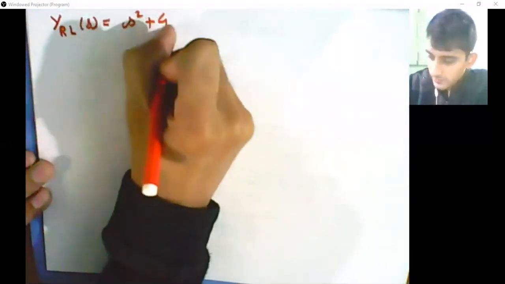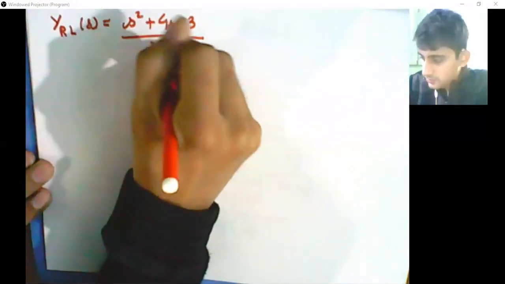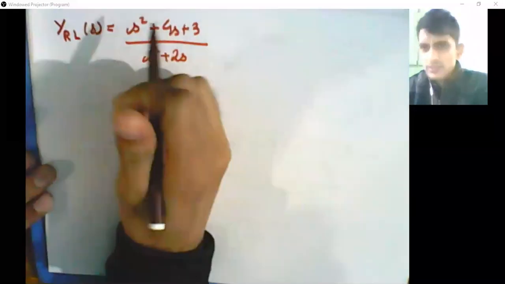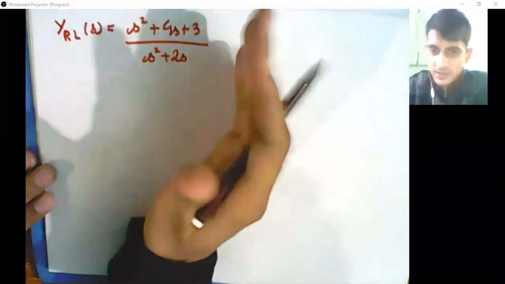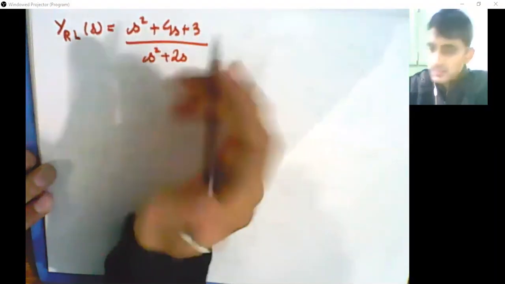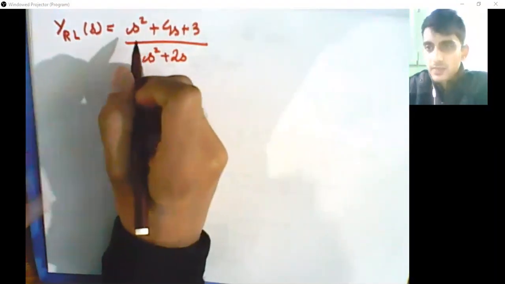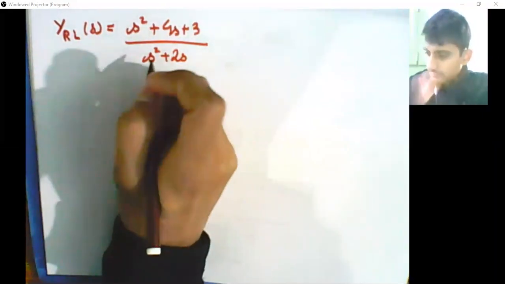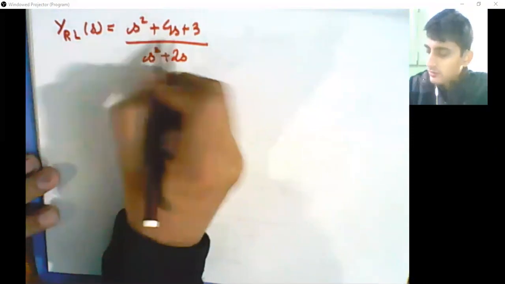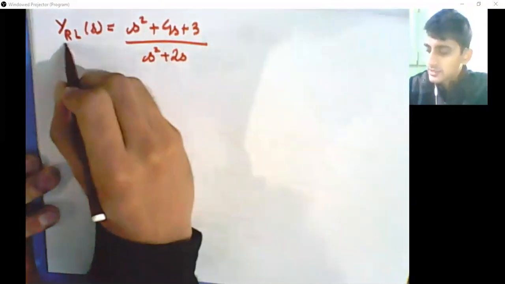So let us take another example. You have YRL given to you, which is a function of S, and it is S square plus 4S plus 3 upon S square plus 2S. Okay. I'm using the same example, don't worry. Exam में भी आपको बस ये कुछ digits ही change करके मिलने वाले हैं, और at max इनकी कुछ powers बढ़ा दी जाएंगी. But anyways, it is going to be really easy. This is S square plus 4S plus 3 upon S square plus 2S, and this is of RL form.